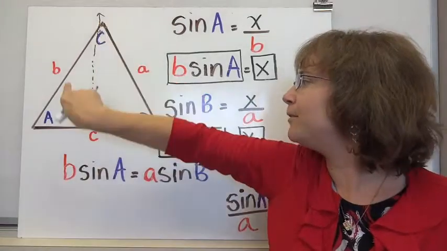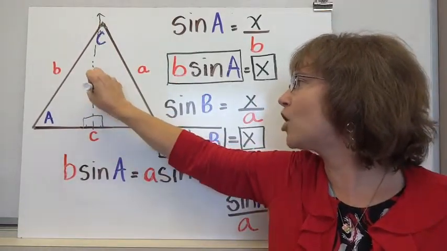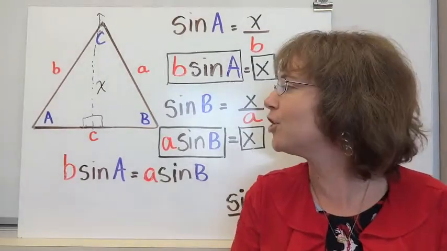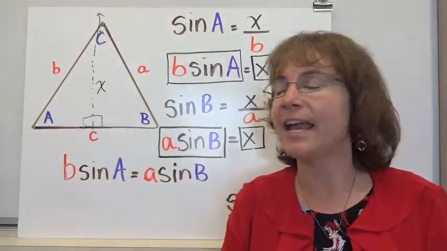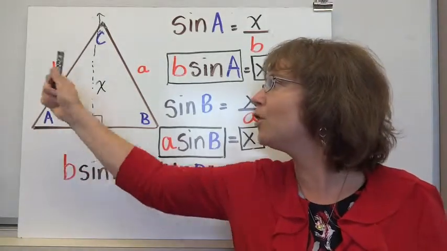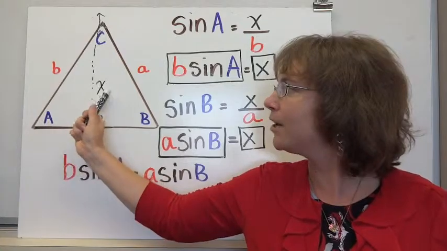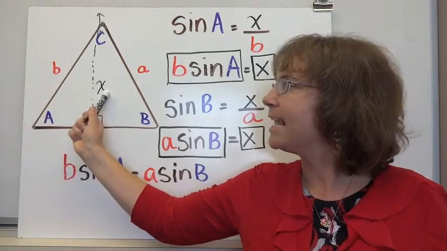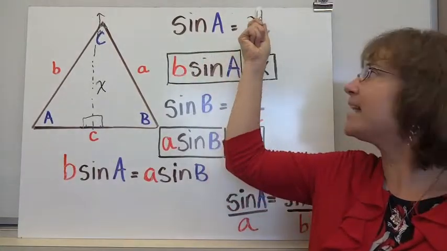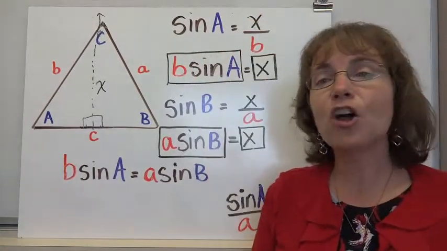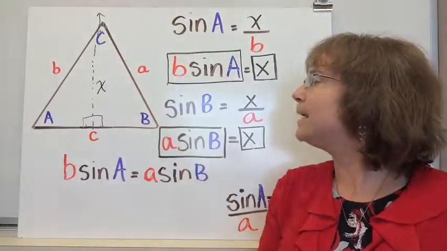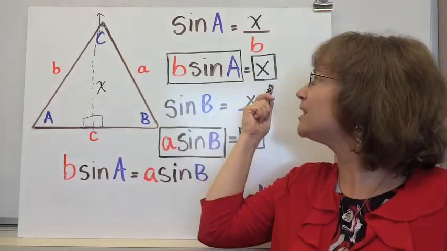And I'm going to call the length of this segment from here to here x. So now I can talk about some trigonometric ratios. Let's first look at the sine of A. When we take the sine of something, it's opposite over hypotenuse. And the opposite from my angle A is x, and the hypotenuse is b. So the sine of A is equal to x over b. Now I can solve for x here by multiplying both sides by b. So I get b times the sine of A is equal to x.